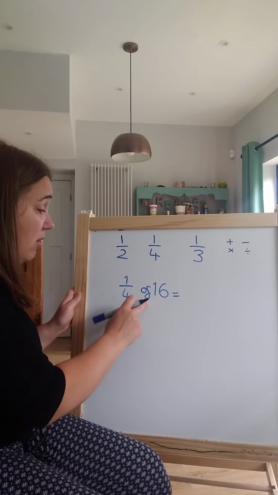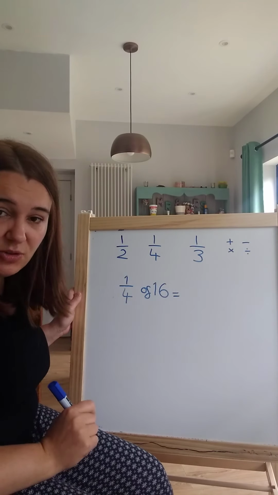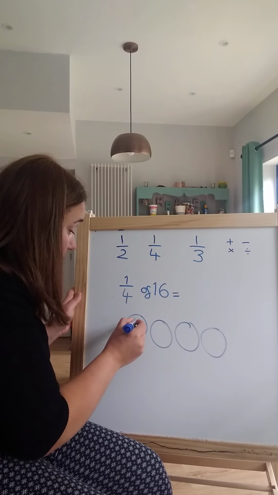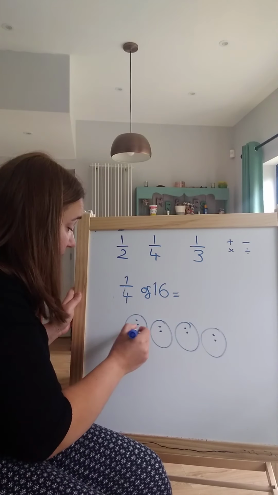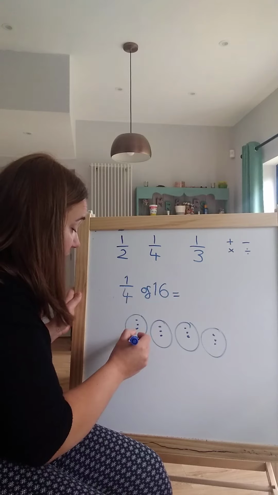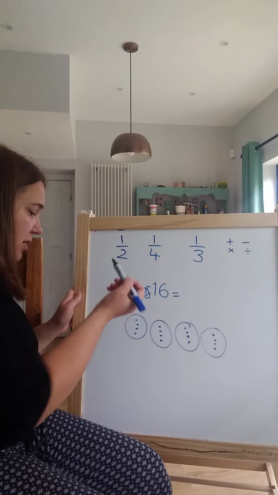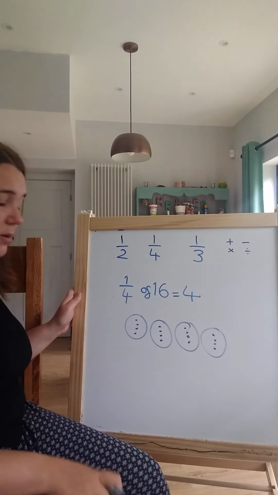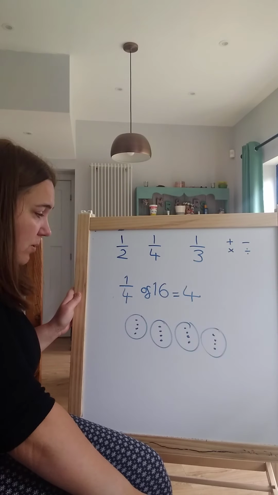So a quarter of 16. Now, how many sharing circles do I need this time? I need 4. 1, 2, 3, 4. And I'm going to share out my 16. 1, 2, 3, 4, 5, 6, 7, 8, 9, 10, 11, 12, 13, 14, 15, 16. Now, it wants to know what's in one of those groups. So 1, 2, 3, 4. Each person in those groups gets 4. So a quarter of 16 equals 4.